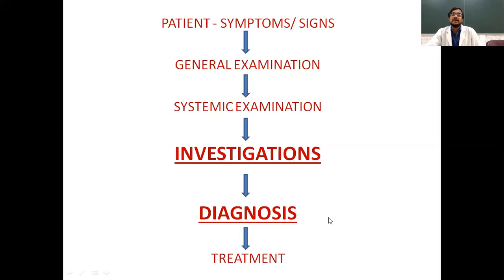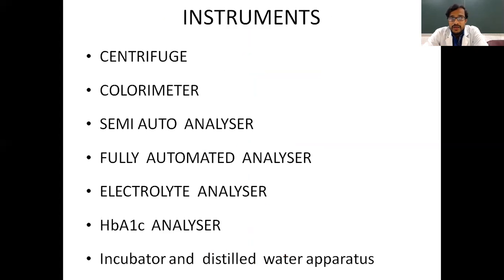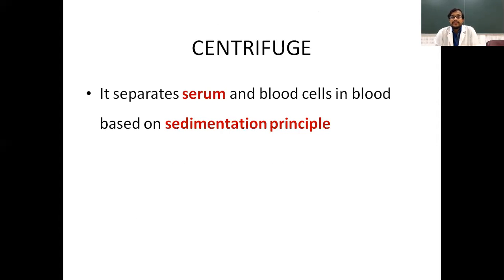So here you can see all these instruments in biochemistry are necessary for the investigations, which are necessary for specific diagnosis of the patient, by which we can give the treatment. So the common instruments: there are many instruments in biochemistry, but these are the common instruments which we will use in routine practice. They are centrifuge, colorimeter, semi-auto analyzer, fully auto analyzer, electrolyte analyzer, and incubator and distilled water apparatus. So coming to the first one, centrifuge.